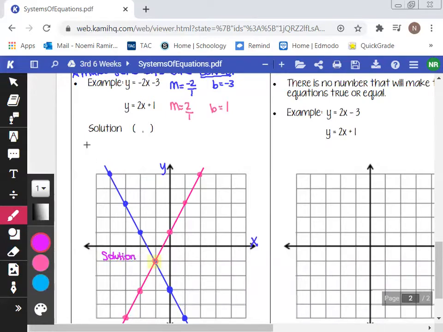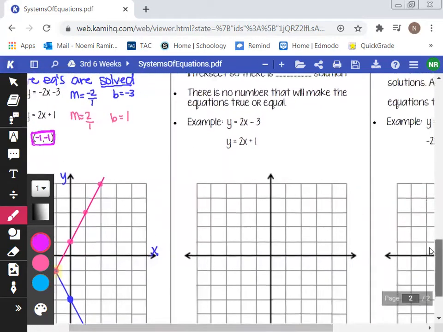Our answer. Remember, solution is just another word for saying the answer. The solution to the system. Now, when you're given the solution to the system by graphing, you just give it as an ordered pair, (-1, -1). So that is the answer. That is the solution to this system, to this pair of lines. Okay?